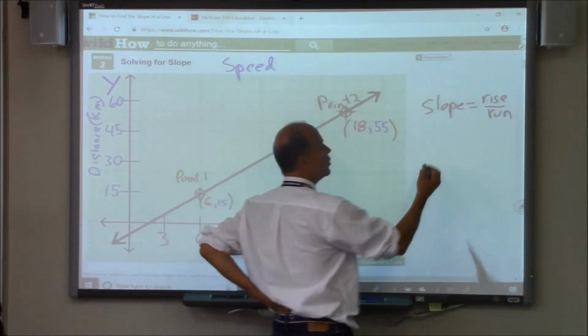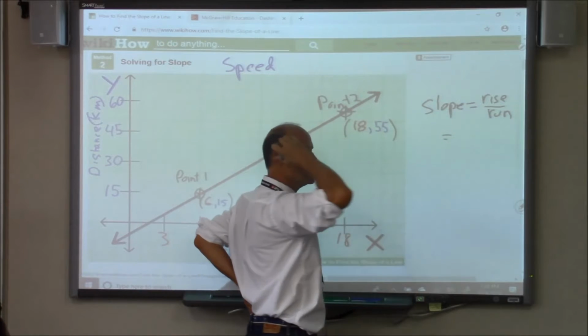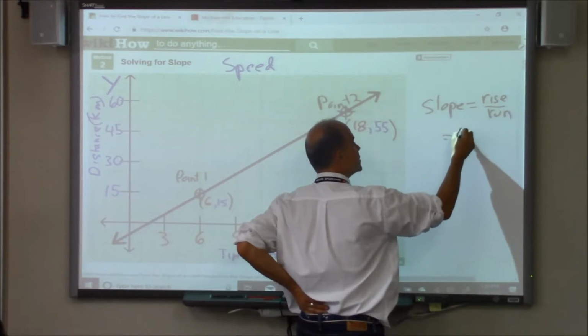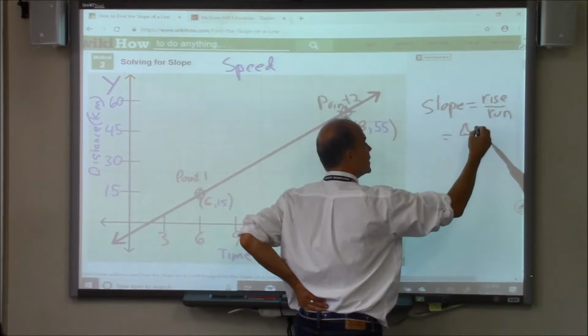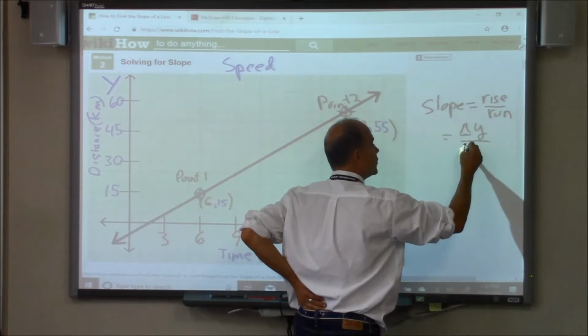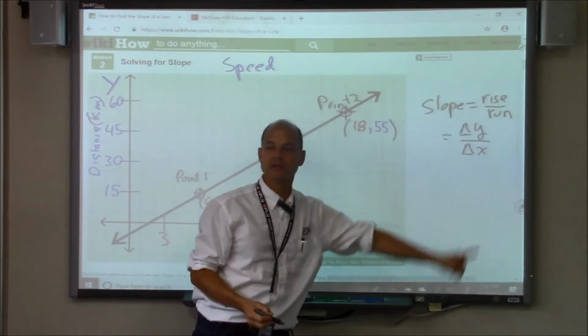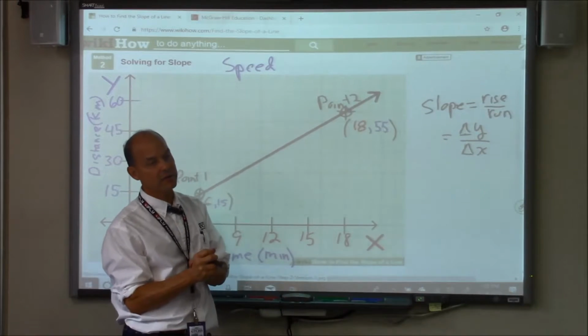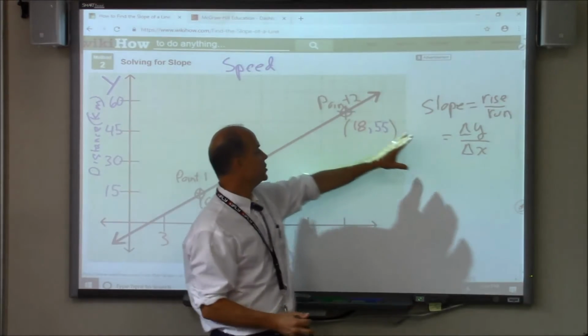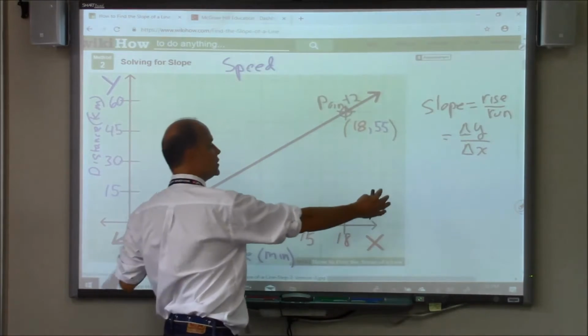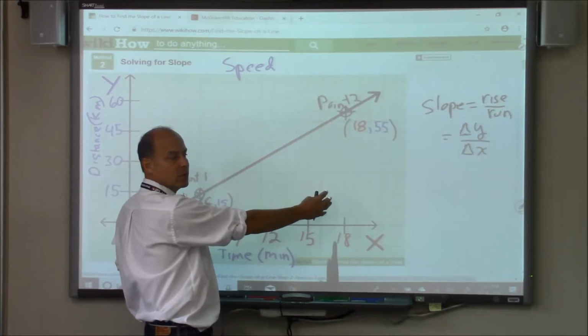Right? Rise over run. And then we got a little more sophisticated with our symbology. And last video we said that was delta y over delta x. And we learned that that symbol delta just means a change in or a difference in. So the change in y, how much did it change in y over the change in x? That's what we're going to figure out.